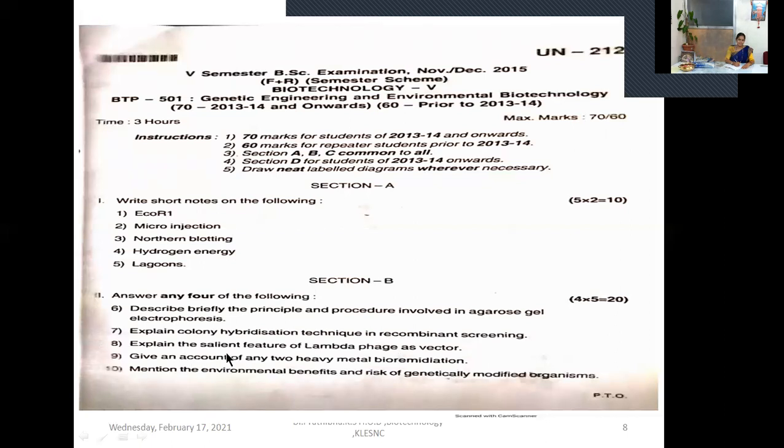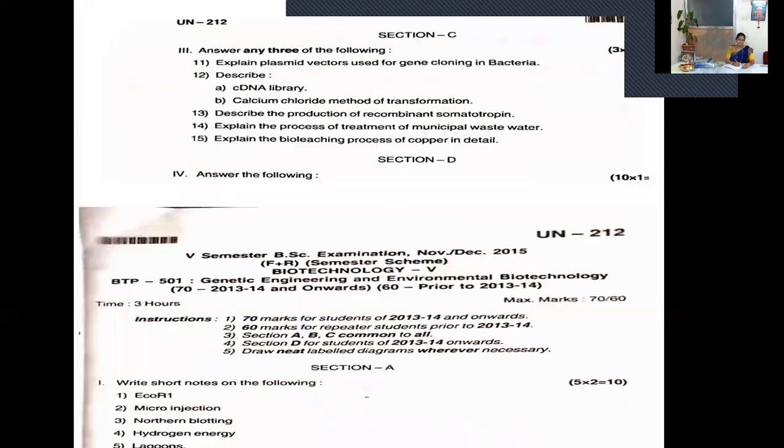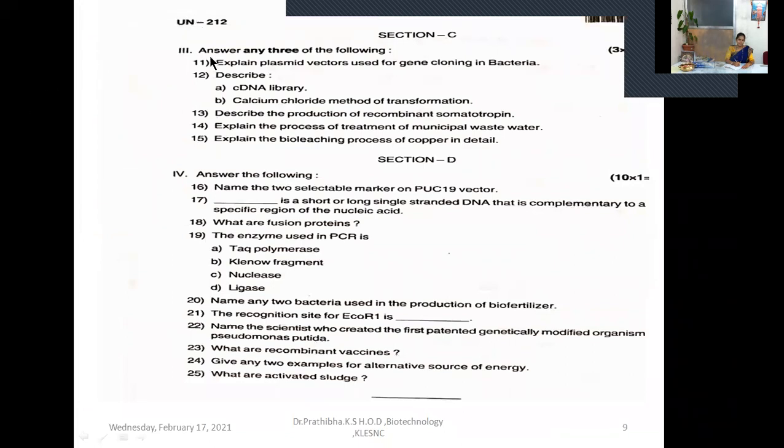Next, explain the salient features of lambda phage as vector. Give an account of heavy metal bioremediation. Next question. Mention the environmental benefits and risks of genetically modified organisms. Third main, answer any 3 of the following.